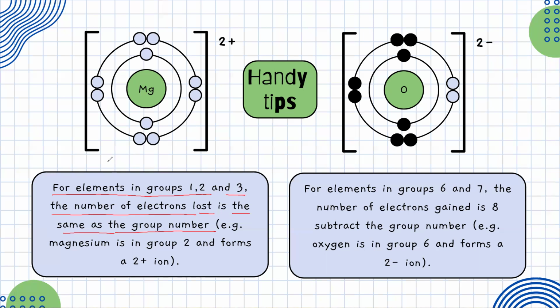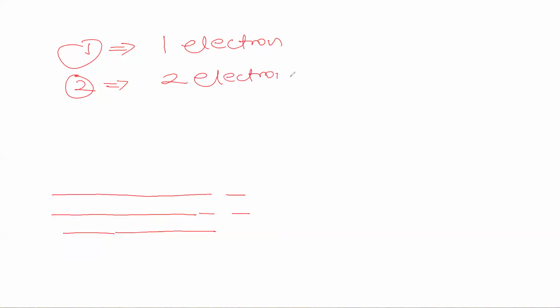So for instance, what they mean is this. If I have an element in group 1 and it is a metal, the number of electrons it will lose is 1 electron. If I have an element in group 2 and it is a metal, the number of electrons it will lose is 2 electrons. And if I have an element in group 3 and it is a metal, the number of electrons it will lose is 3 electrons. Do you understand that?